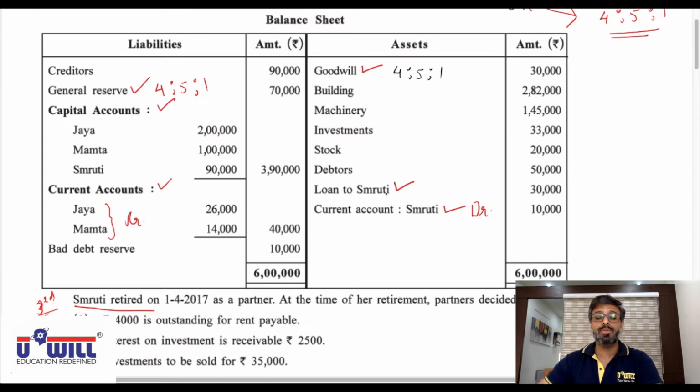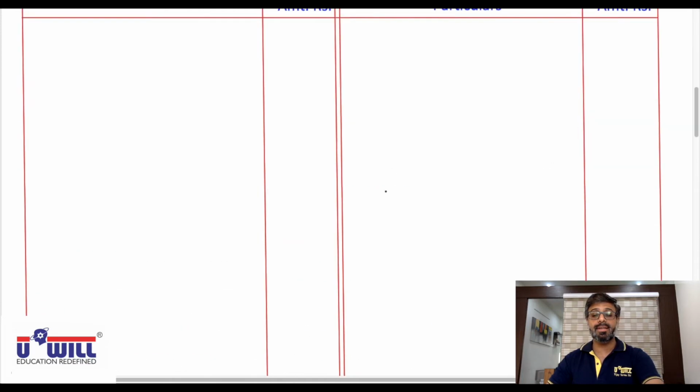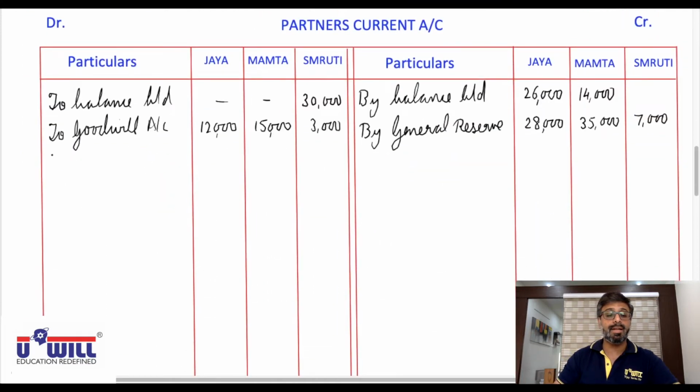Then loan to Smriti. Asset side means it is not loan borrowed from a partner, it is a loan given to a partner. So if loan is given to a partner, obviously at the time of retirement the balance payable to the partner will decrease. So loan to a partner, it's a debit balance. To close it we reverse and credit, and we transfer it to Smriti's current account debit. So you can remember the shortcut left, right, left. It's on the right side. So in partner's current account it will come on the left side to Smriti's loan account.